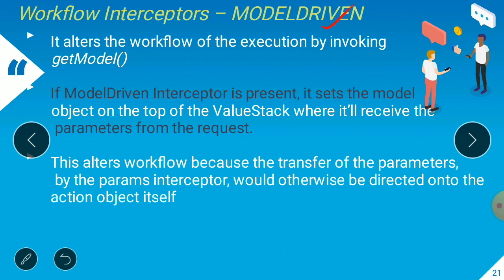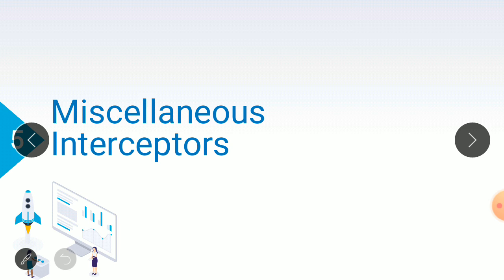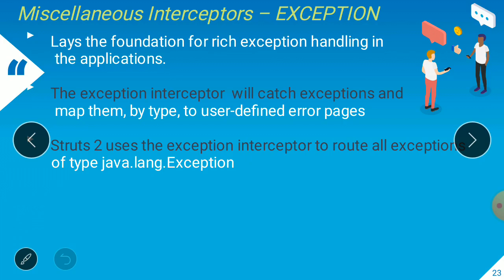So automatically what happens, params interceptor alters the workflow, because the transfer of the parameters by the params interceptor would otherwise be directed onto the action object itself. Since that is not the case, the params interceptor cannot directly give the data into the action object now. So all this data will be in the model object. So we can do some other processing also, we can change that workflow. Now we will see some more miscellaneous interceptors which we generally use for some other things.